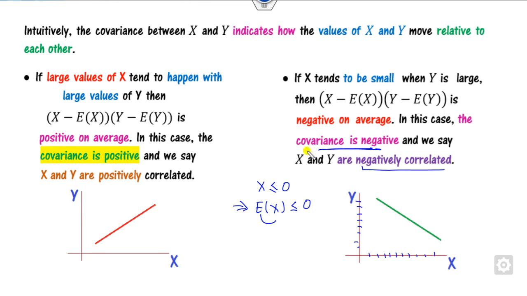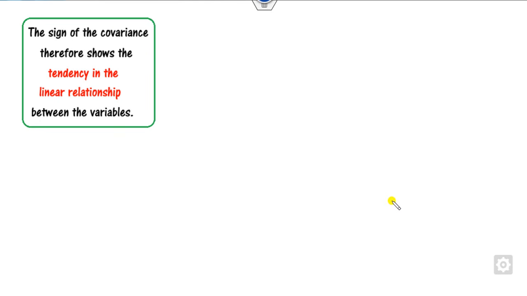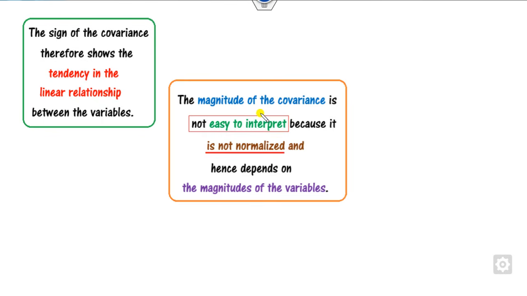So whether the covariance is positive or negative, the important thing is the sign. The sign of the covariance represents the tendency in the linear relationship. Remember that they are talking only about the linear relationship. They are not talking about the non-linear. We will see an example later on.